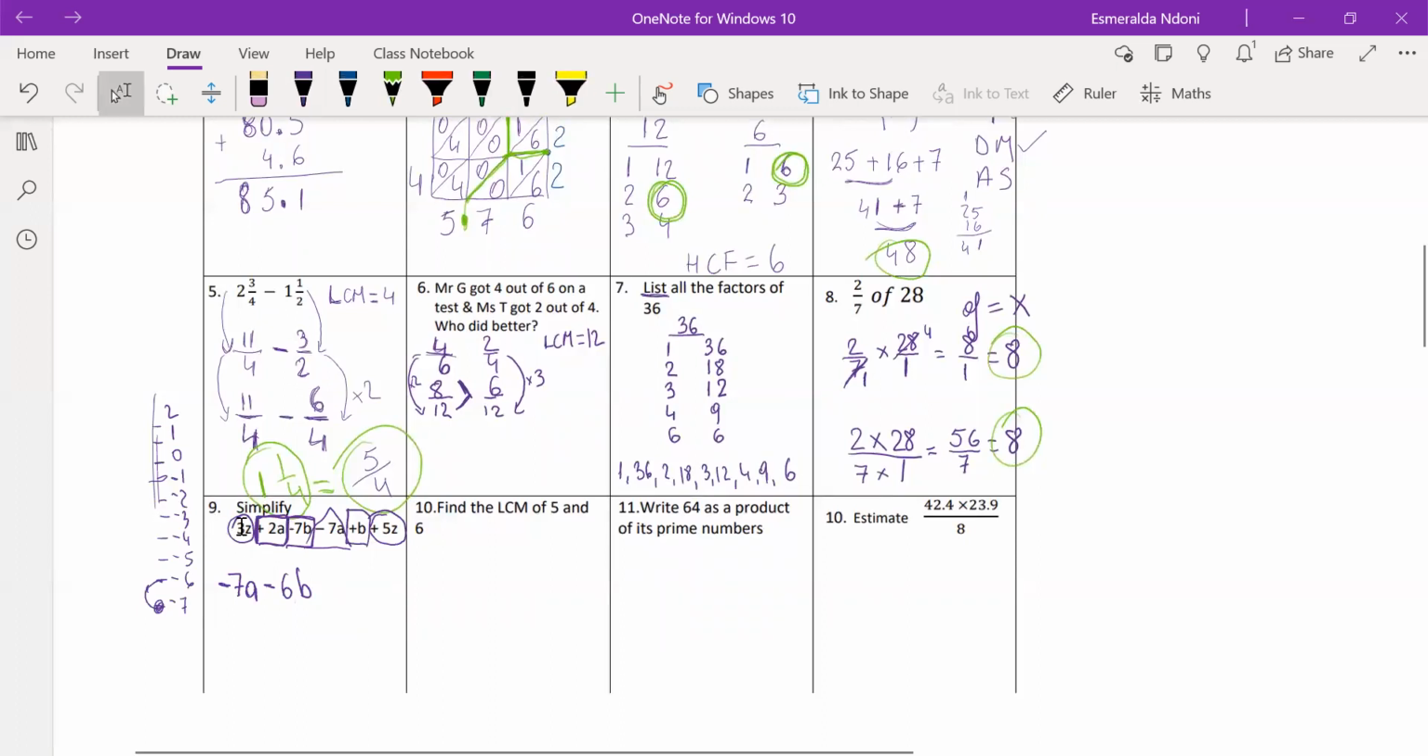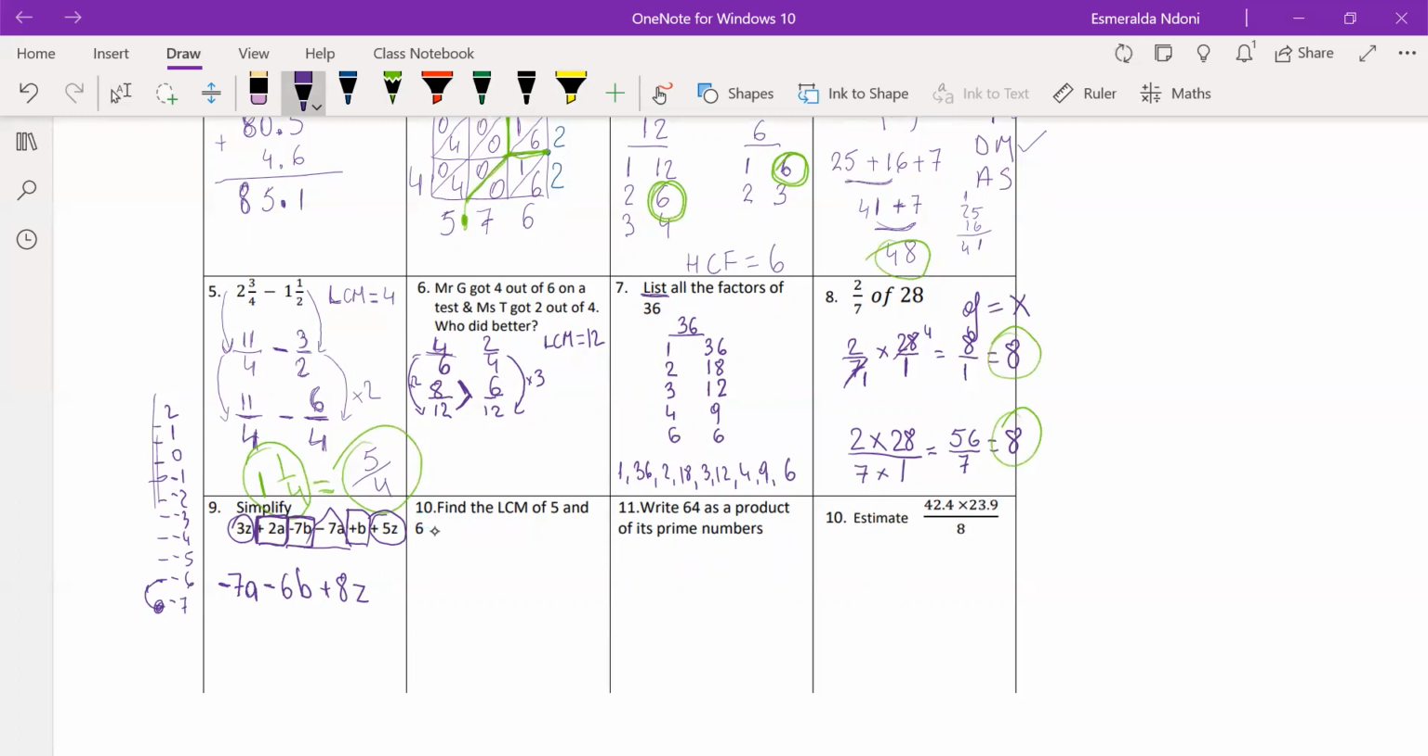So we have 3z plus 5z, well, that gives us 8z. And we have finished the question. We simplified it by collecting like terms.